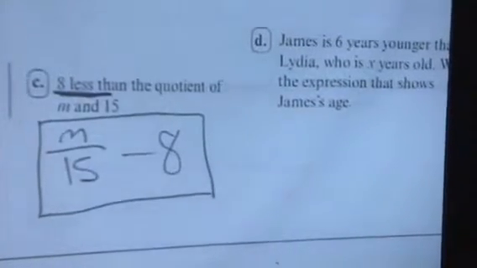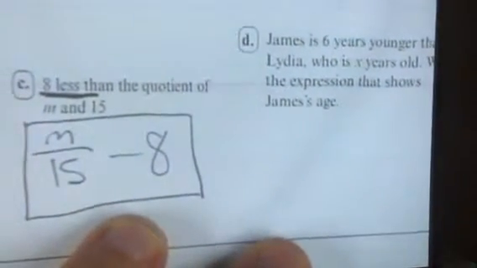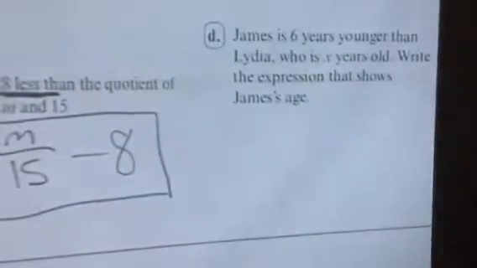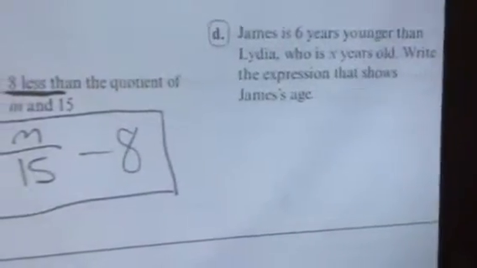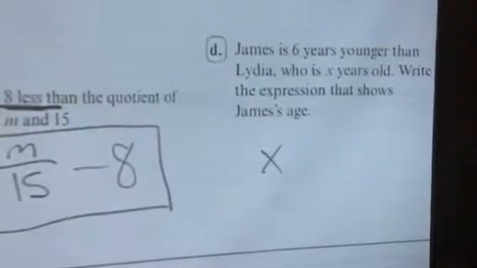Okay, James is 6 years younger than Lydia, who is X years old. Write an expression that shows James' age. If he's 6 years younger, so whatever the age is, let's say Lydia is 12. We know she's X, but let's pretend that she's 12. If he's 6 years younger, then he is what? 12 minus 6. He is 6. So it would be X years for Lydia, and then subtract 6. X minus 6. However old she is, which is X, you're just going to take 6 away from that to get James' age.